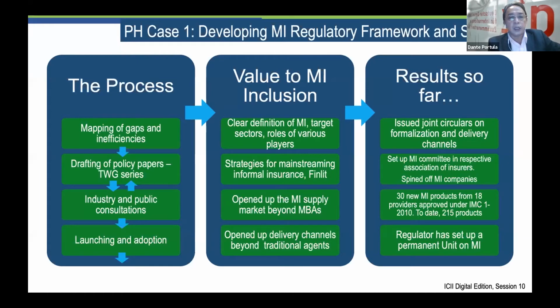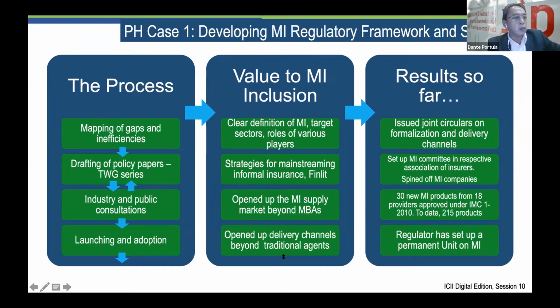And in this case, the national strategy and regulatory framework, we started with mapping of gaps and inefficiencies. So studies were conducted here to determine what are the different gaps and inefficiencies. And then technical working groups were organized in terms of drafting the policy paper. So there were, I think, 5 to 6 series of TWG conducted to discuss the draft policy papers. And then we conducted industry and public consultations, exposure drafts, meetings of associations. We went into microfinance institutions until the regulatory framework was launched and adopted by the industry.